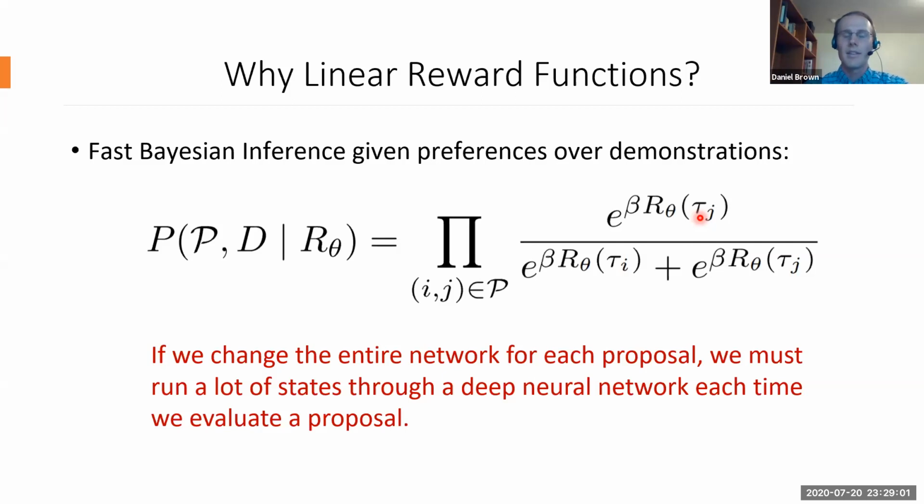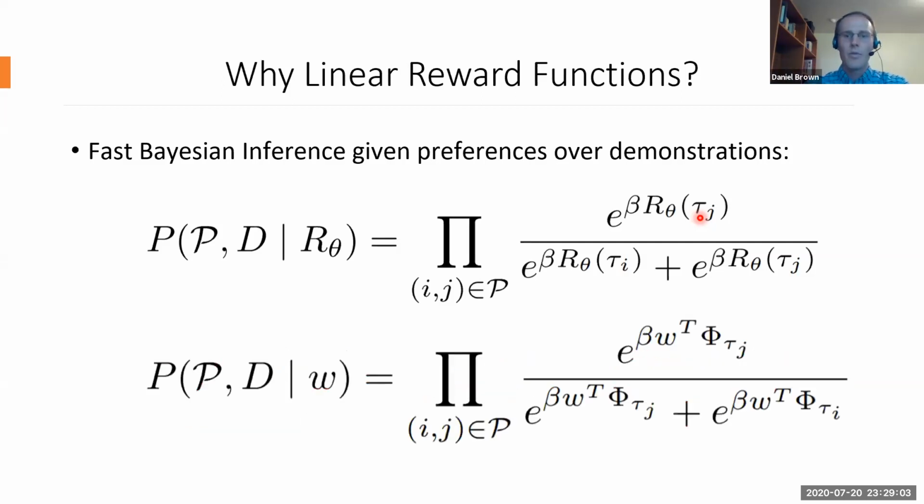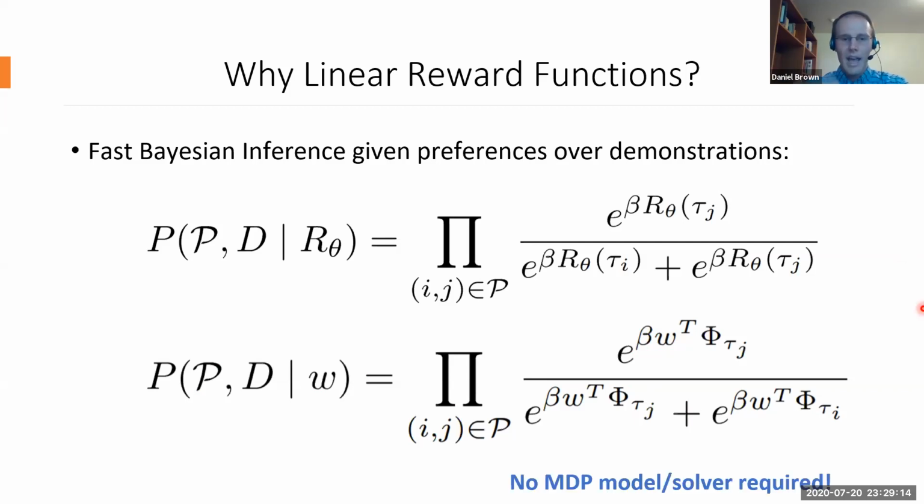And this can be really costly. Instead, if we assume that we have a linear reward function, we can pre-compute these sums over features. And now our likelihood function is just the result of several dot products. So it's much more efficient. And I should note that, once again, there's no MDP solver or model required here. We don't have to actually roll out any trajectories in the environment in order to get these reward function distributions, which is a really nice feature.